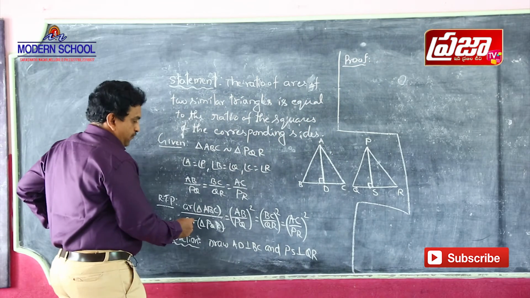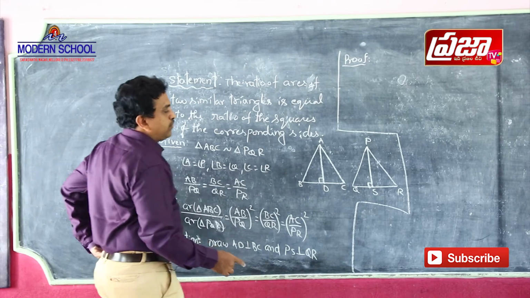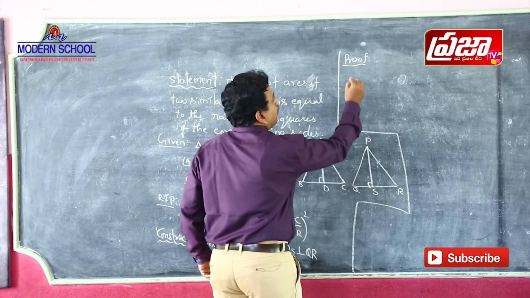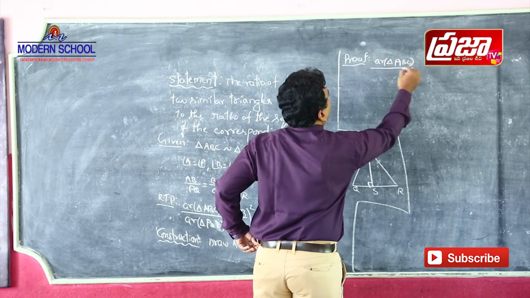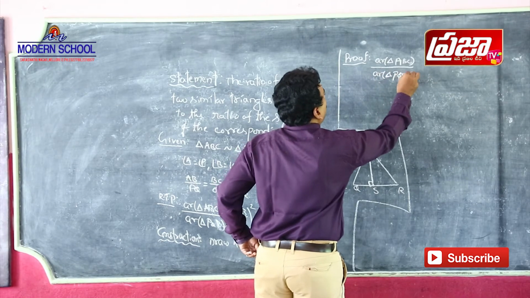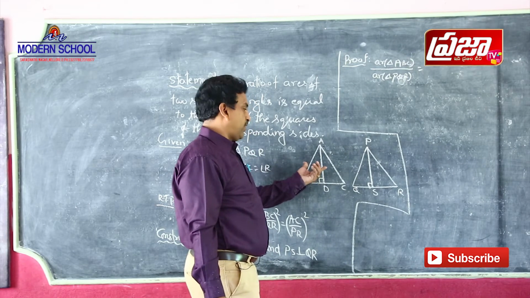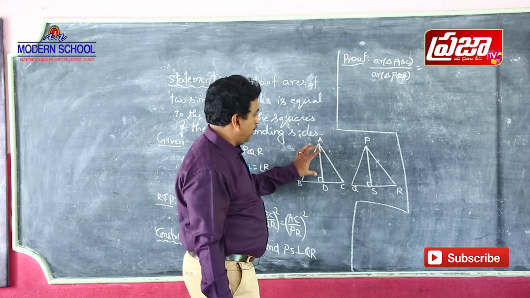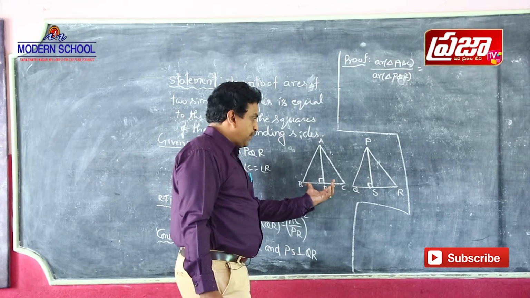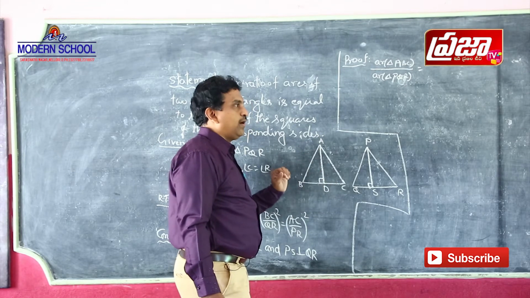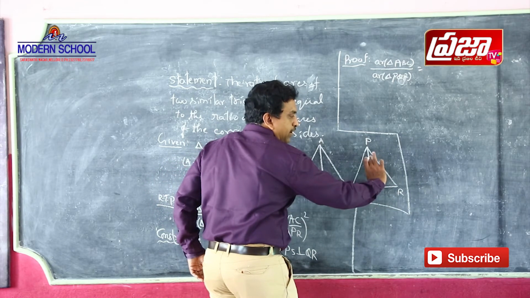First of all you have to find the ratio of areas of these two triangles. Area of triangle ABC by area of triangle PQR is equal to, you know that already, how to find the area of a triangle? Half into base into its corresponding height. In triangle ABC, base is BC, its corresponding height is AD. In triangle PQR, base is QR and its corresponding height is PS.